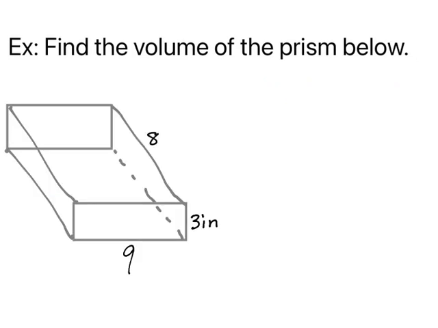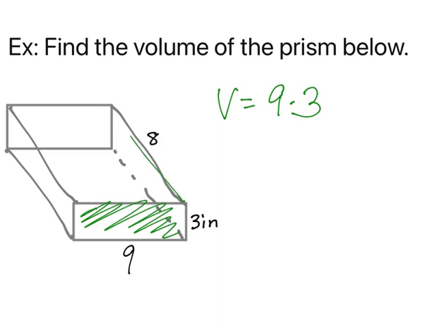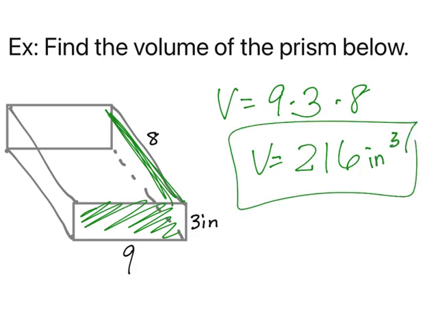What about the volume of this prism? Now we have our base, which is 9 by 3. Okay, so 9 times 3 for the base, times the height, which is the length of space between the two bases, which is an 8. So 9 times 3 times 8 is 216, and we are in inches, so that's inches cubed.